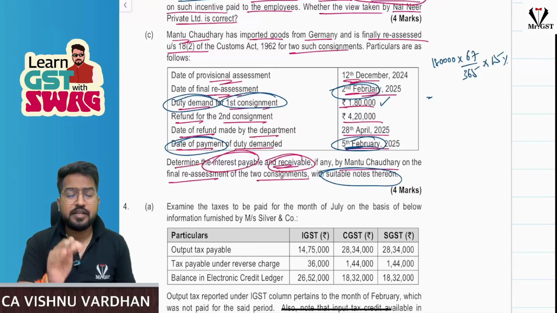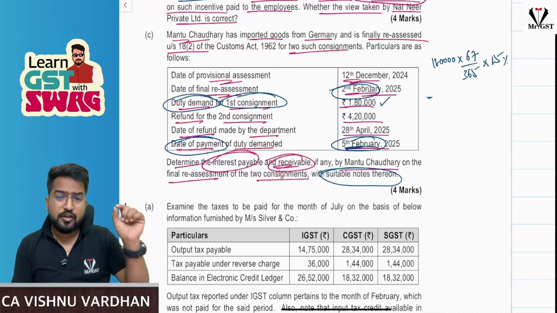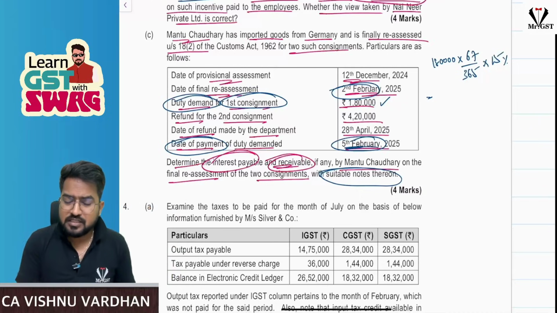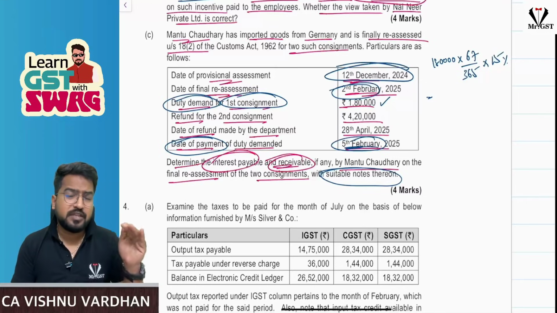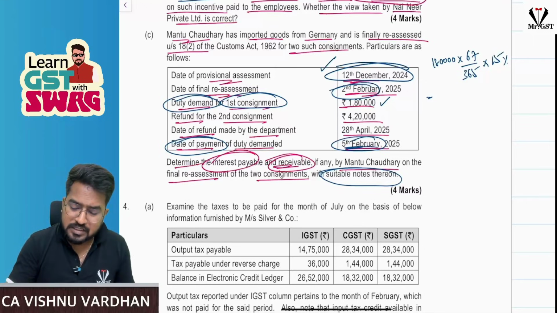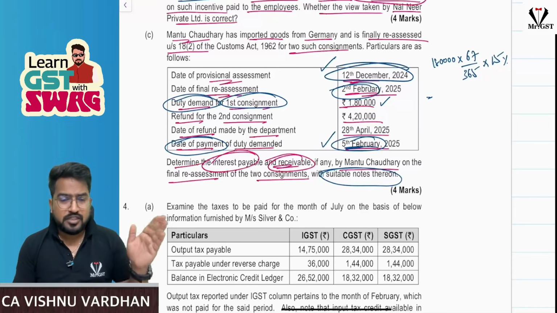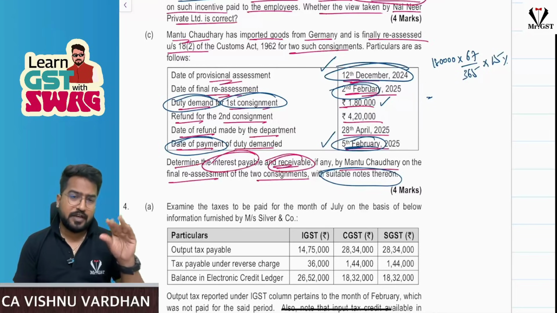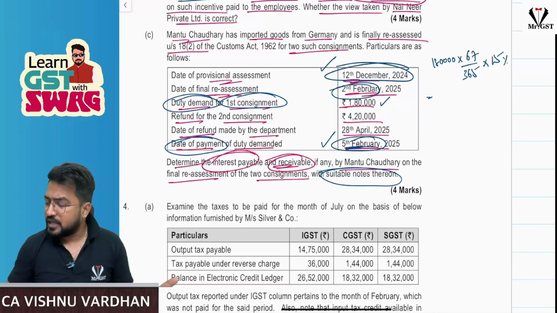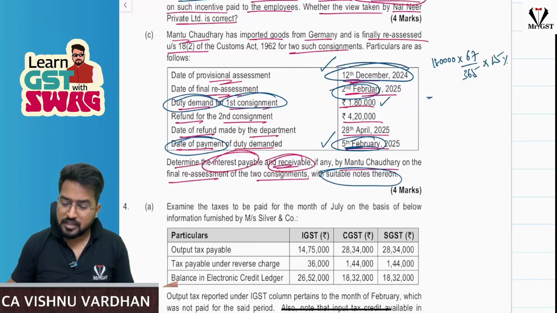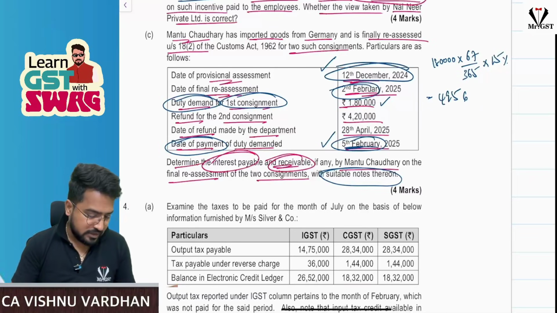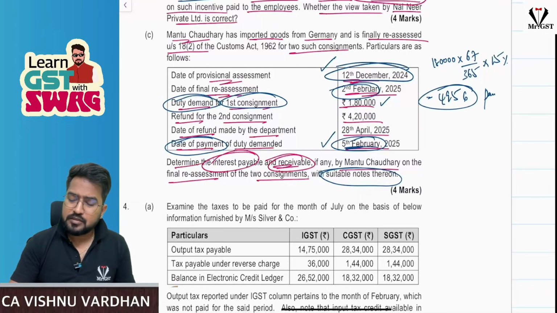So 1,80,000. I repeat, the interest will be calculated from day one, the first day of the month in which provisional assessment is done. Provisional assessment is done on 12th December. That means we have to calculate from 1st December till payment, 5th Feb. So December fully 31 days, Jan full 31 days, total 62 days, plus Feb 5 days. So 67 days we have to take. 1,80,000 into 15% into 67 divided by 365. It is 4956.16, something like that, but this is the amount of interest payable.